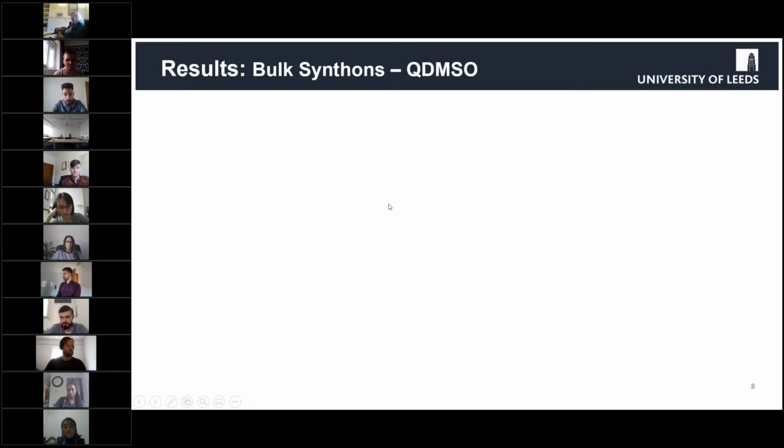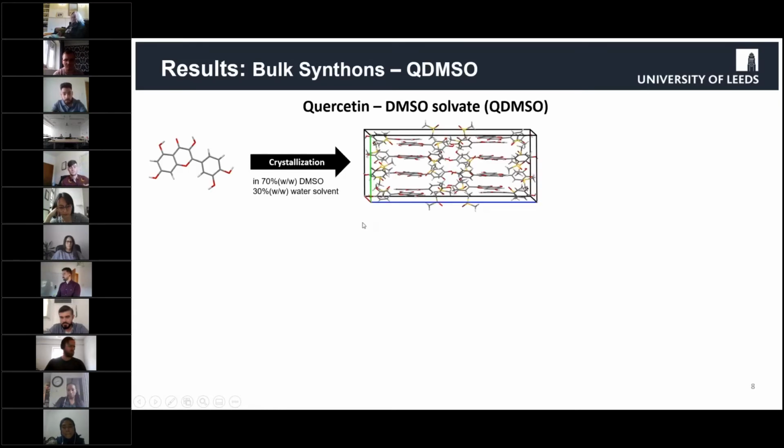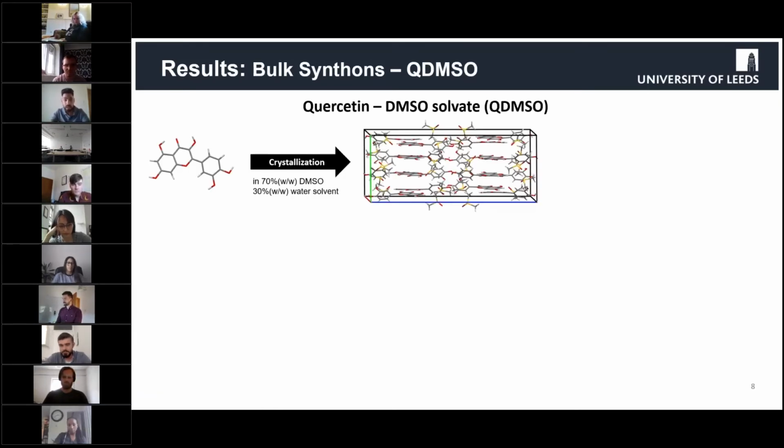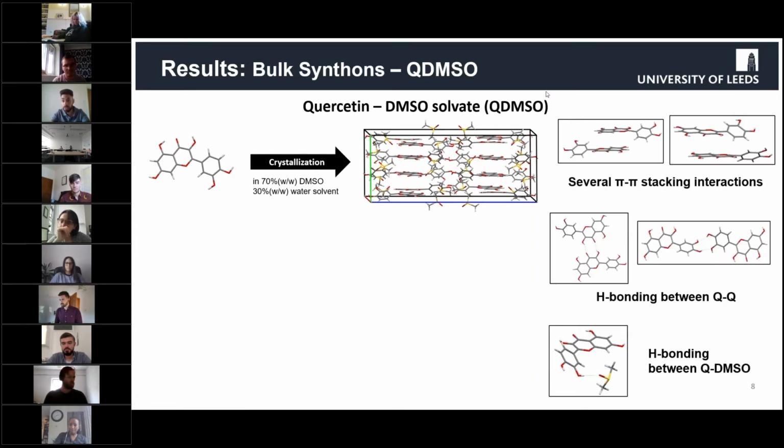And lastly, quercetin can crystallize into a novel structure from a solvent of 70% DMSO and 30% water by weight. The new structure is a quercetin DMSO solvate, which contains 2 molecules of quercetin and 3 molecules of DMSO in the asymmetric unit. The strongest interactions in this structure were found to be several pi-pi stacking interactions, which is different from the dihydrate and monohydrate forms, because we only got one type of pi-pi stacking interaction in the 2 hydrates.